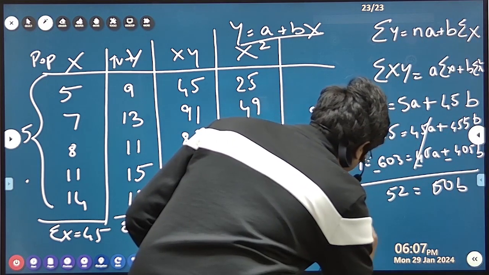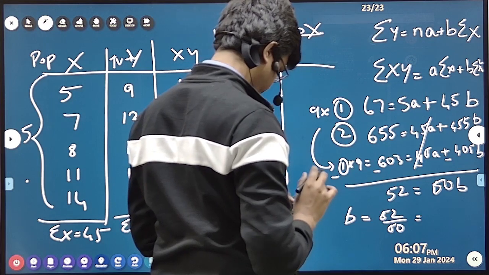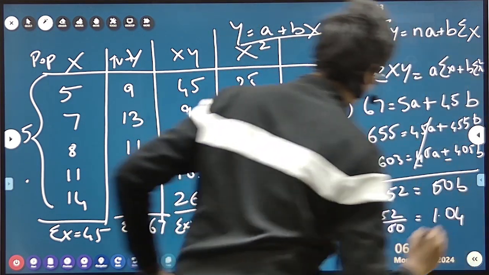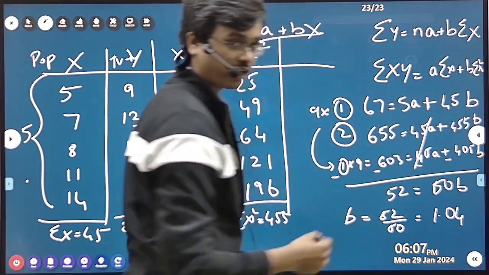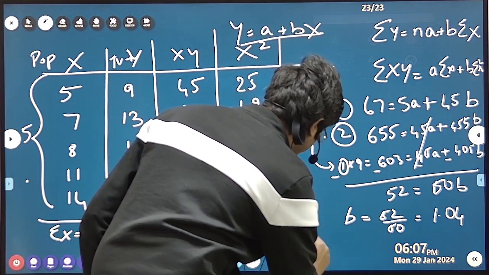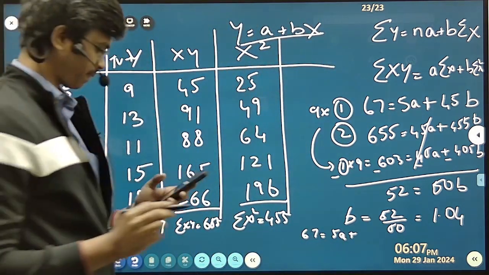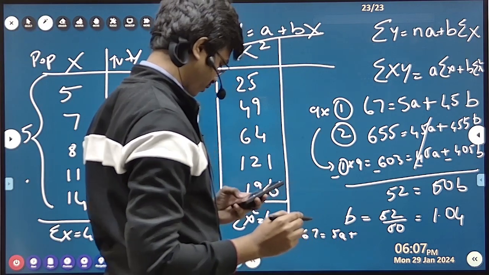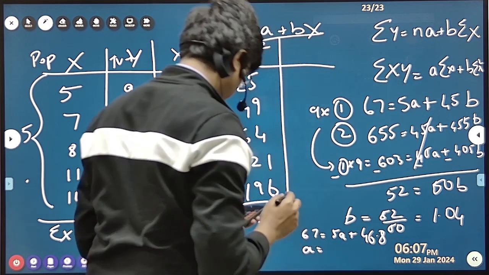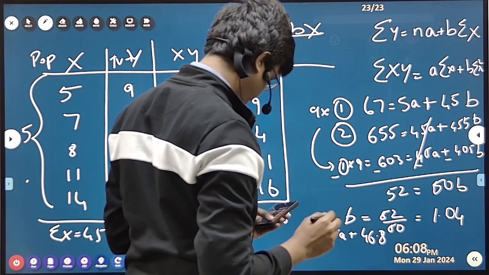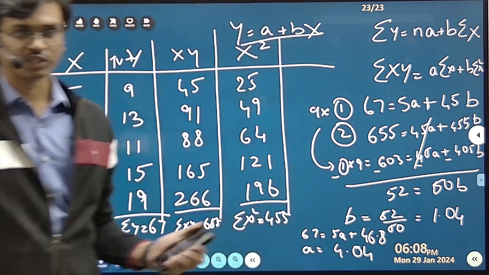Right. So I've got my value of b equal to 52 by 50, that is 1.04. Now similarly, if I just plug this 1.04 into any of my equations, you will get the value of a, right? So let us plug it in my first equation. So 67 equal to 5a plus 45 into 1.04. 46.8, right? Okay, so from this I will get a as 67 minus 46.8 divided by 5, right? That is 4.04. Any questions how I got these values?